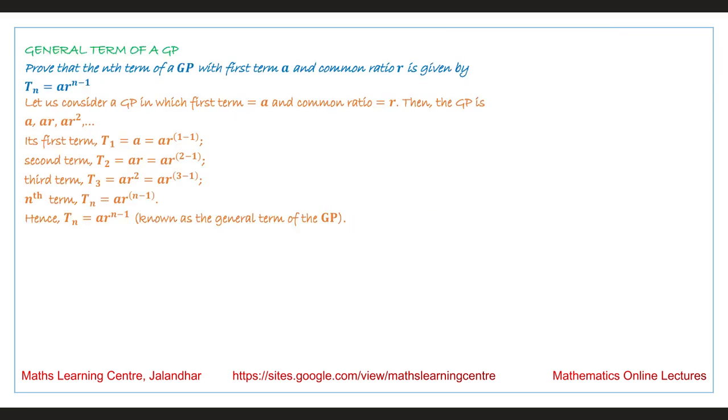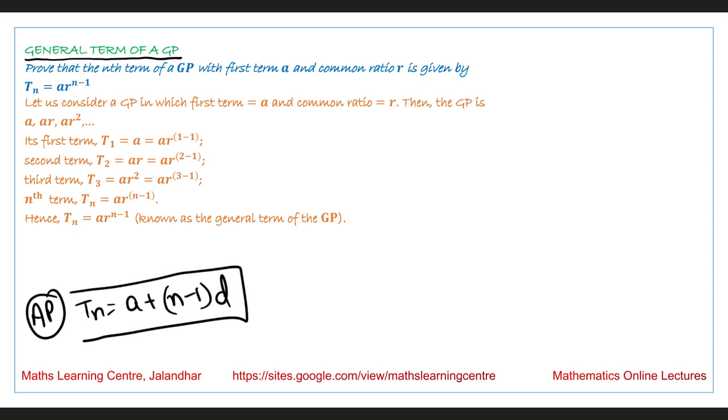The next thing we have is the general term of a GP. As in the case of the AP, we have seen that the general term was Tn is equal to A plus n minus 1 d. Now we have to find this kind of formula for a GP. Suppose we have a GP whose first term is A. This is the first term, T1, and the common ratio is R.